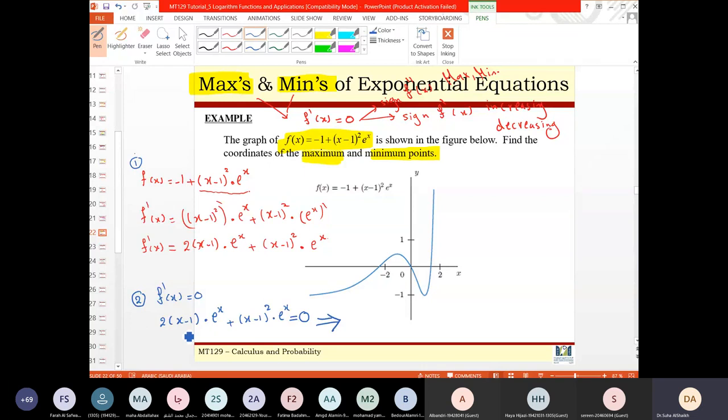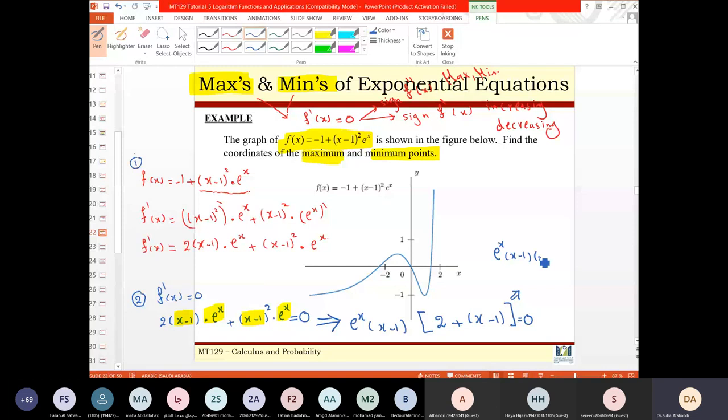ex جاية x minus 1 as well is a common. So we take ex common, we take x minus 1 common, and let's see what will remain. من هنا راح يبقى 2, من هنا راح يبقى x minus 1 صح كذا equal to 0. This implies إن عندي ex عندي x minus 1, and this part is 2 minus 1 is 1. This will be x plus 1 equal to 0.